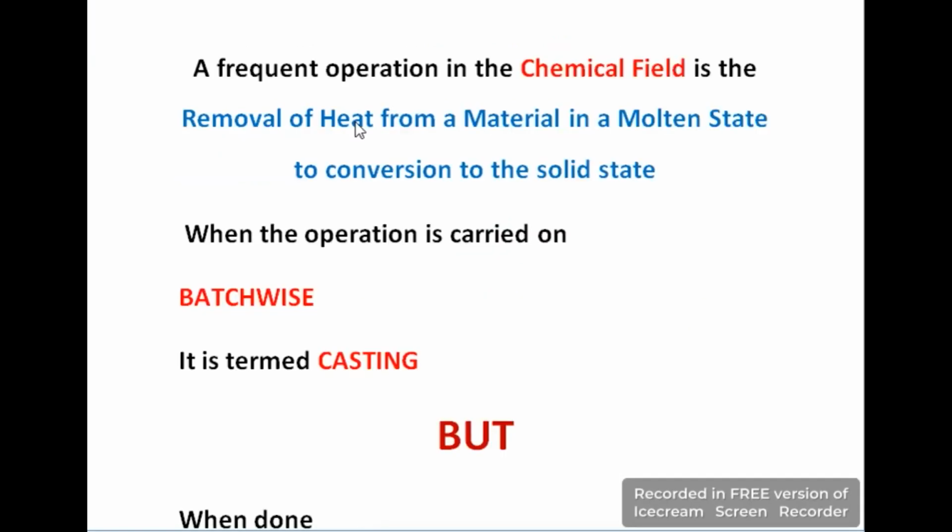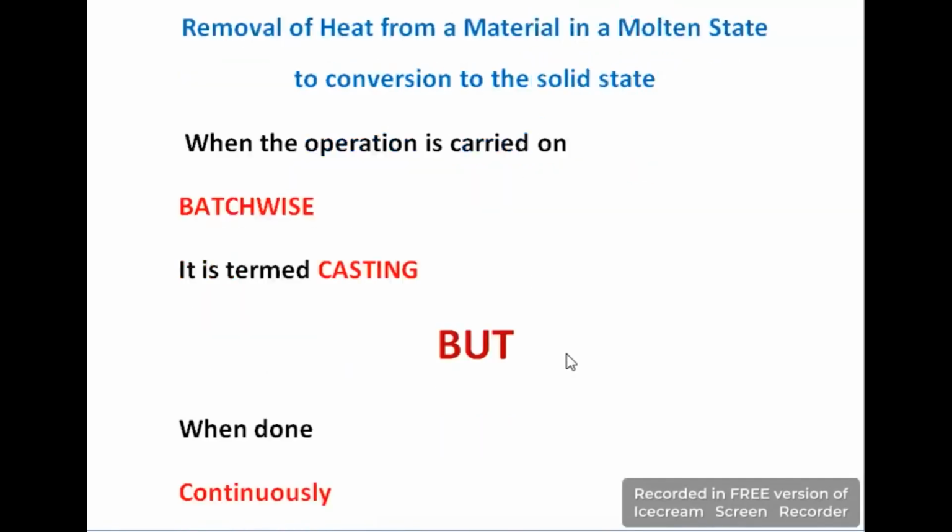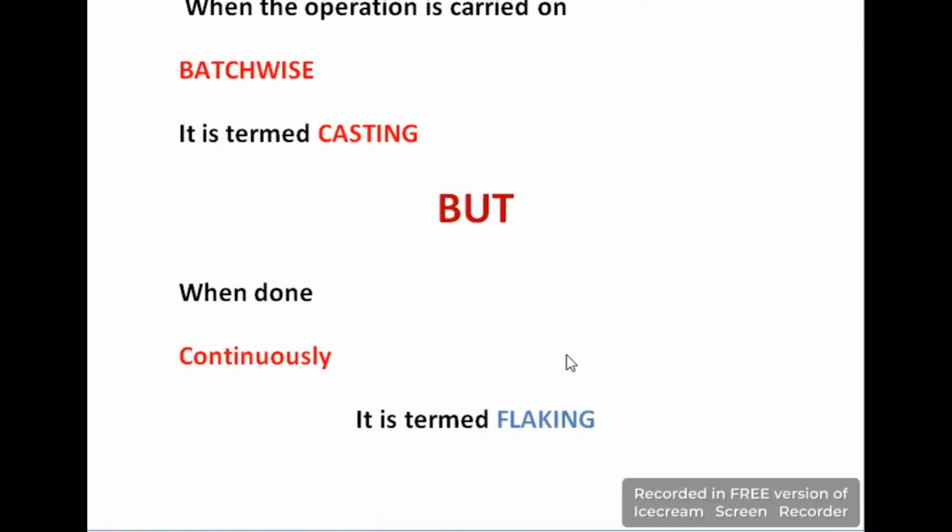In chemical engineering, the solidification process is more frequent. In this process, heat is removed when a material is in molten form. After removing heat from that molten material, it converts itself into a solid state. When this operation takes place batch-wise, it is called casting, but when it takes place continuously, it is termed flaking.